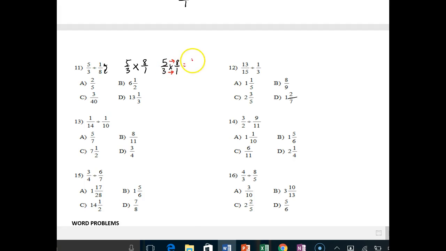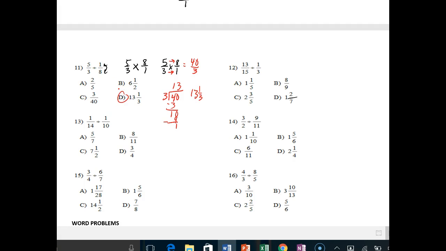So 5 times 8 is 40. 3 times 1 is 3. That's improper, so 3 goes into 40. 3 goes into 4 once. 1 left over, bring down the 0. 3 goes into 10 3 times with 1 left over. So 13 and 1/3.